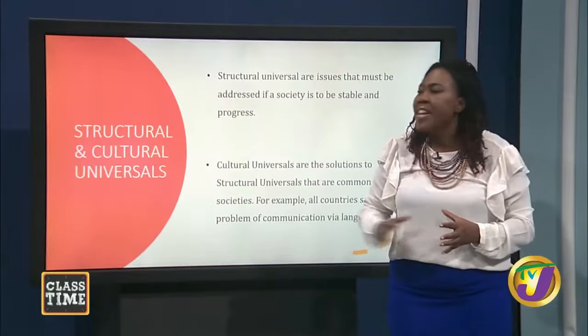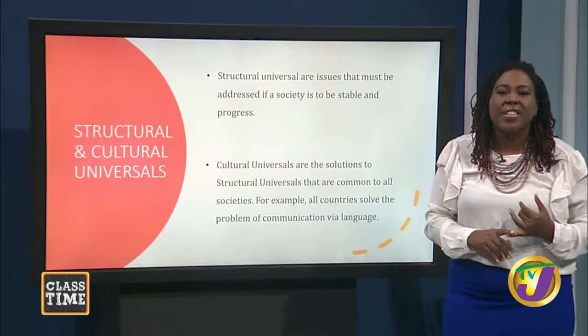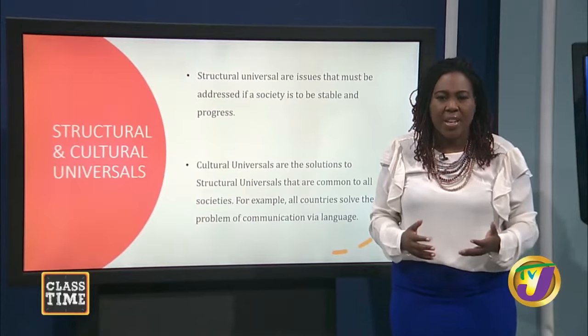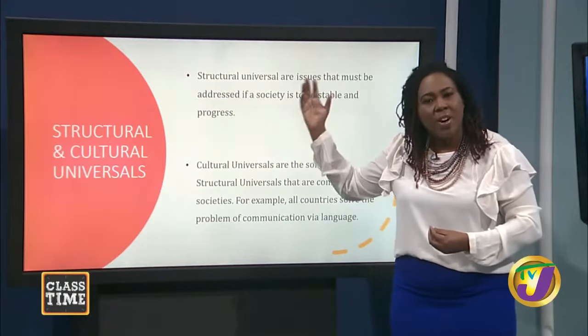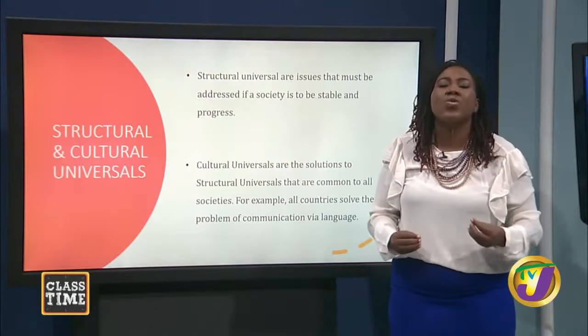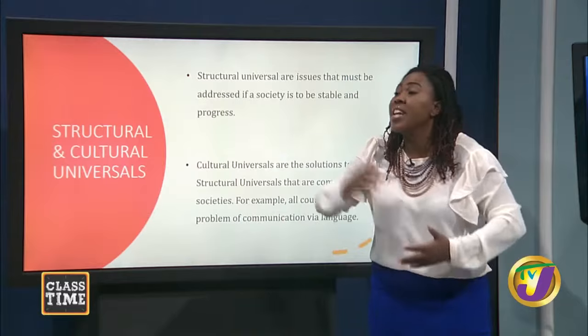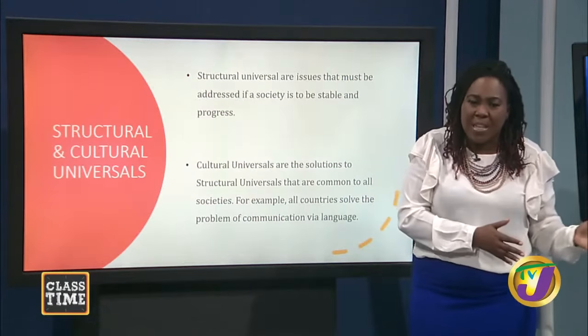Good? And then you have the cultural universals. The cultural universals are the solutions to the structural universals. So you need to find a solution to the issue of communicating, then that solution is language. Language is the cultural universal found in every society. They have a language because they had an issue of communication.